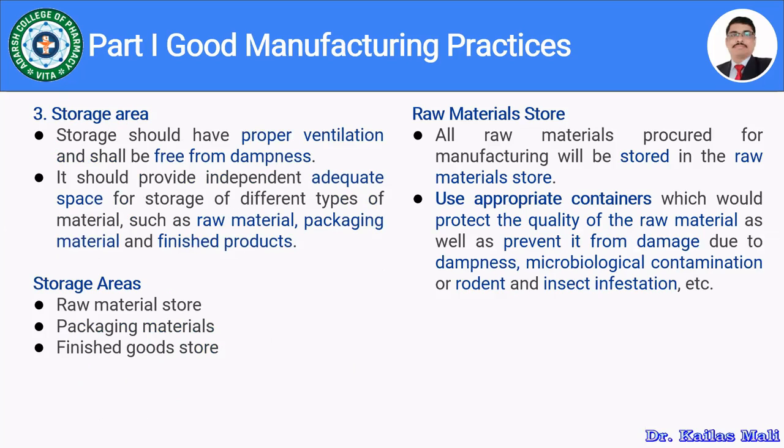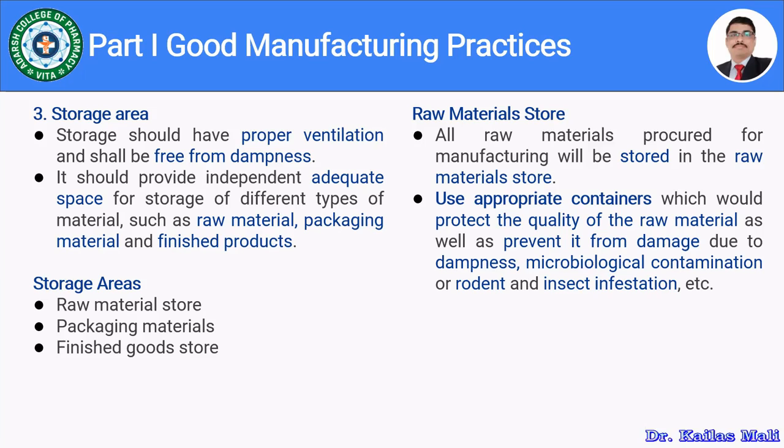Let us see the third major point in the manufacturing unit, that is the storage area. Let us see the specification. The storage should have proper ventilation and shall be free from dampness. Whatever the storage area, these are the general guidelines. It should be provided with independent, adequate space for storage of different types of materials, such as raw materials, packaging materials, and the finished product.